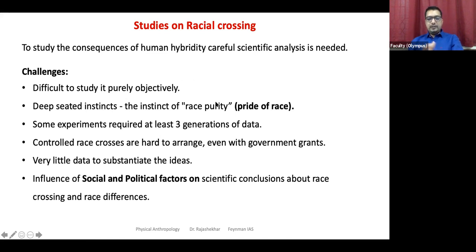And of course, because of other reasons we talked about in physical anthropology, we need at least 3 generations of data. Our timeline is not enough. Our generation gaps are high. They can also cause problems. We cannot perform controlled crossings.